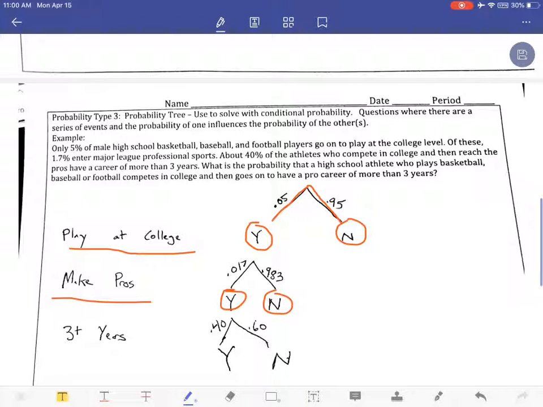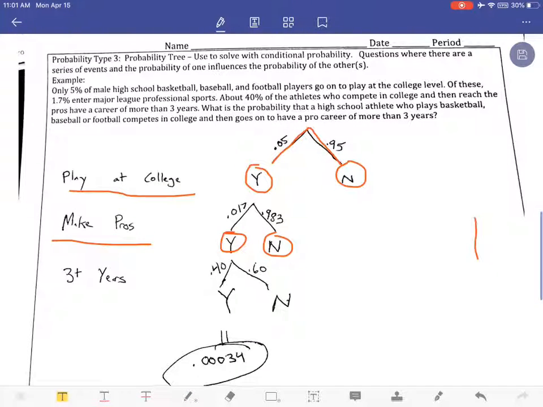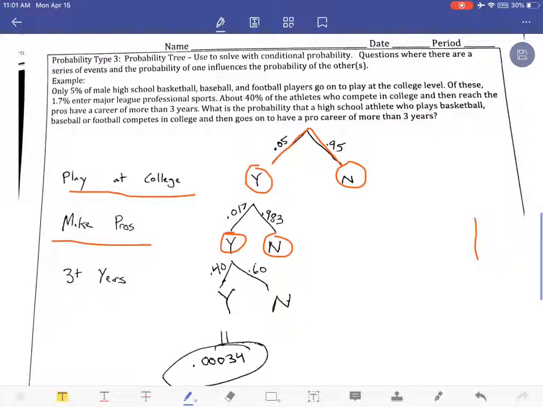Then the last event is about 40% of the athletes who compete in college and then reach the pros have a career of more than 3 years. So then that third event is, of the people that make the pros, 40% have a career that lasts longer than 3 years. So we're going to do yes or no, and then we do the 40% that do, and then the 60% that don't. Again, we're doing the inverse of that, so you subtract that number from 1.